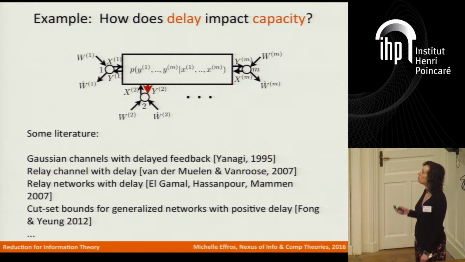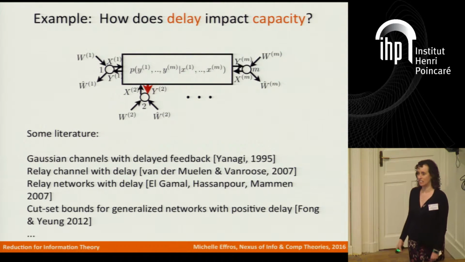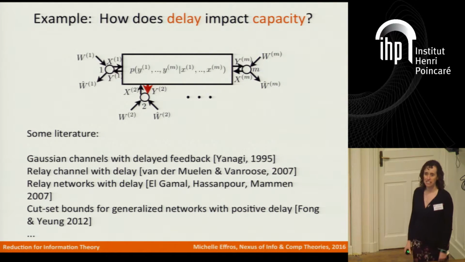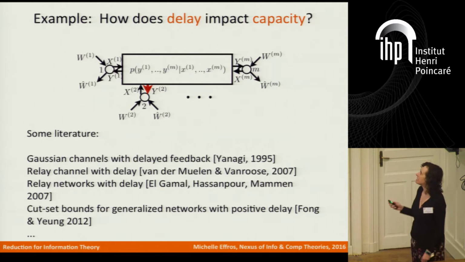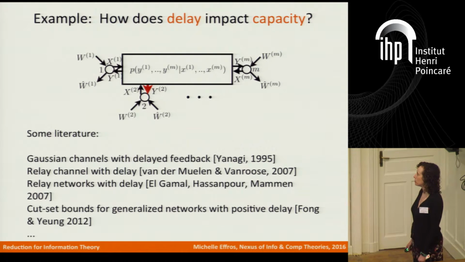So here's a very simple question that you could ask. Imagine that you have an arbitrary network, and I'll define more precisely what kinds of networks we'll consider in the next slide. And you're interested in understanding the impact of delay on capacity. So you're going to add some finite known collection of delays at some of the outputs of this network, and you'd like to understand what the impact of adding those delays is on the capacity of the network that you're studying.